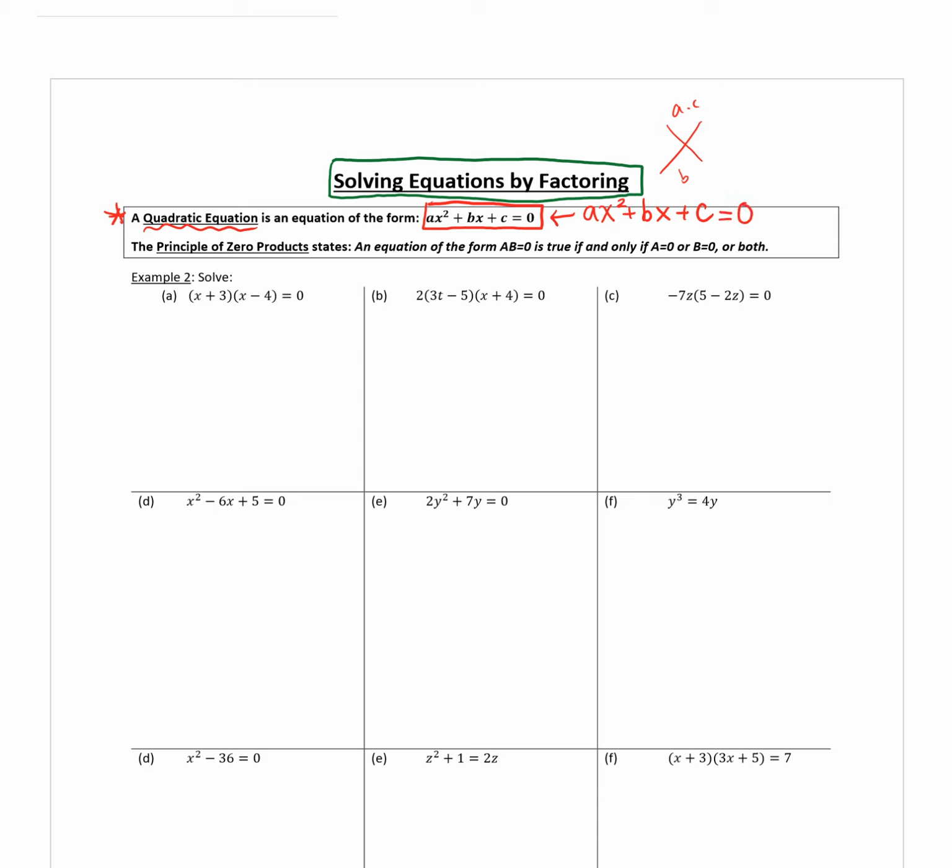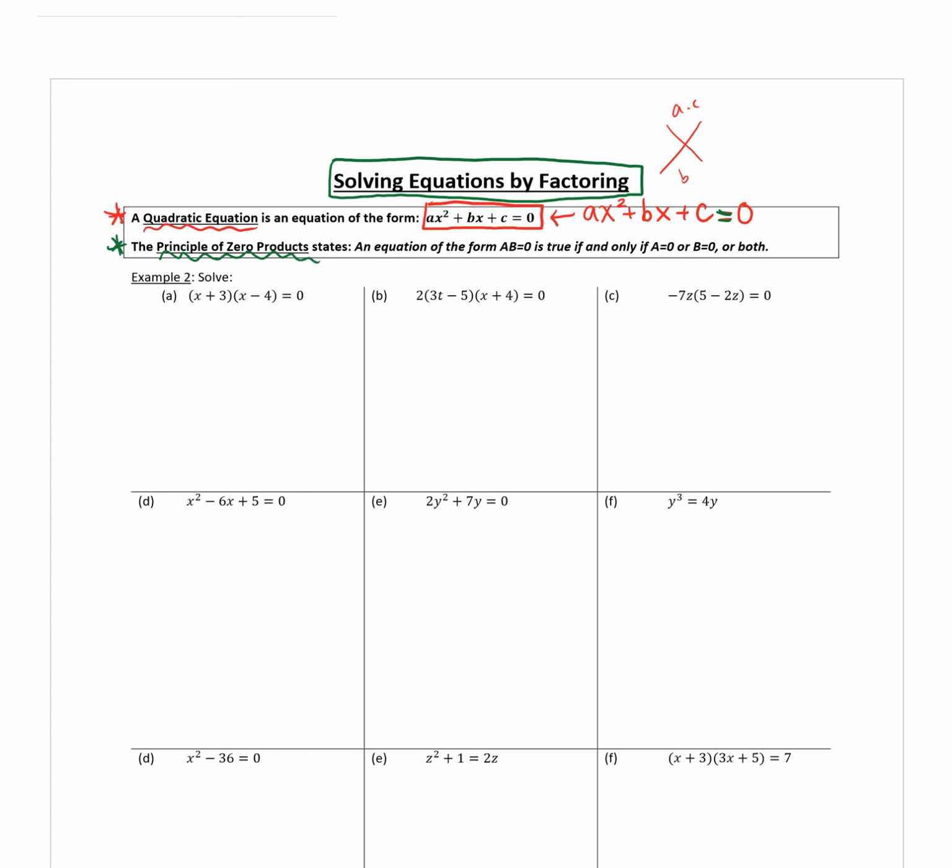So now I've added an equals 0. Now that there's an equal sign, instead of just being able to rewrite it in a different way, or factor it or simplify it, I actually have hope of solving an equation. I can figure out what x is. And the way we're going to do that is with the second line here, the principle of zero products.